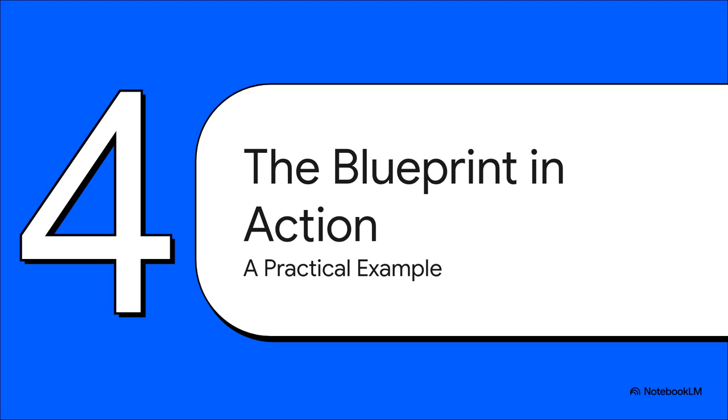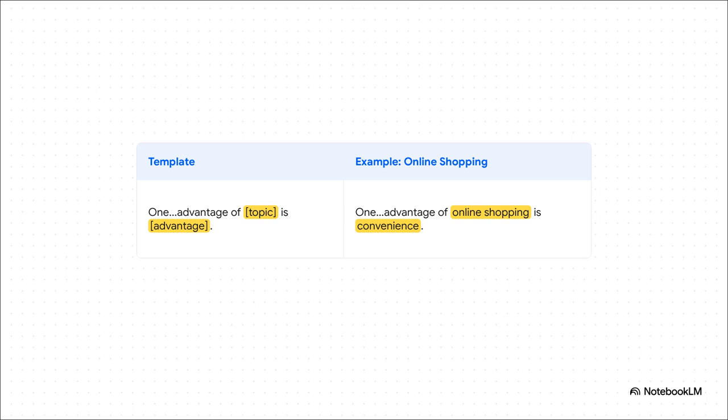Okay, theory is great and all, but let's actually put this blueprint to the test, right? We're going to take a practical example, online shopping, and see how this structure builds a really compelling argument right from scratch. Check out how simple this is. You literally just take the template and plug in your topic. So that first sentence becomes, one of the most notable advantages of online shopping is that it provides unparalleled convenience. It's clean, it's direct, and you're already off to a really strong start.